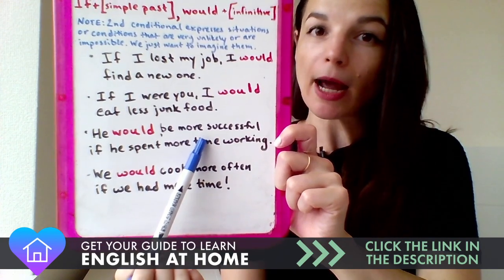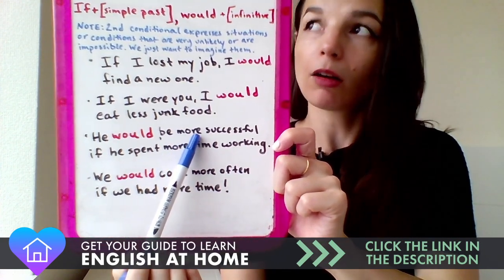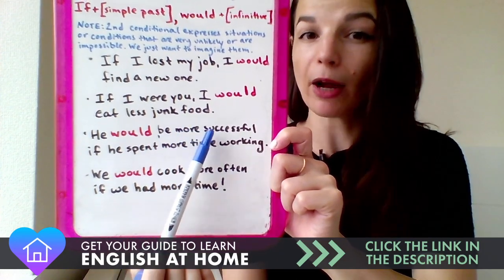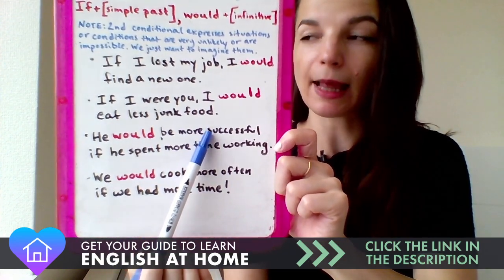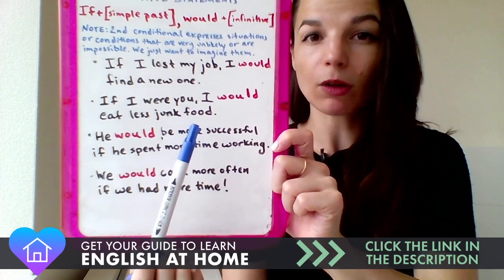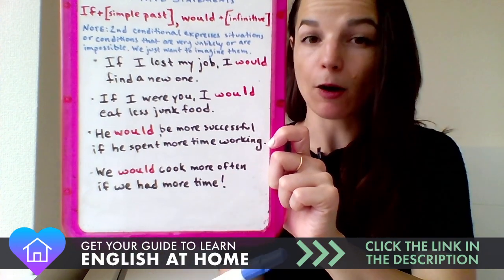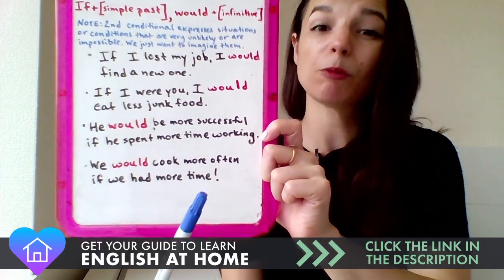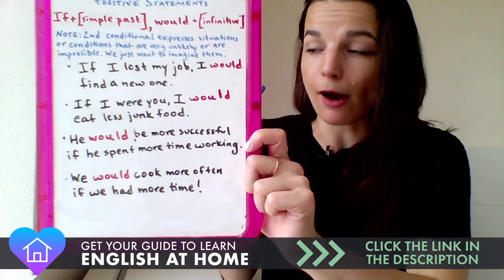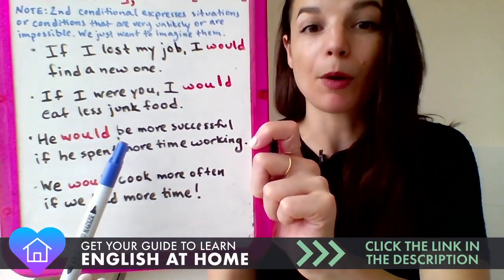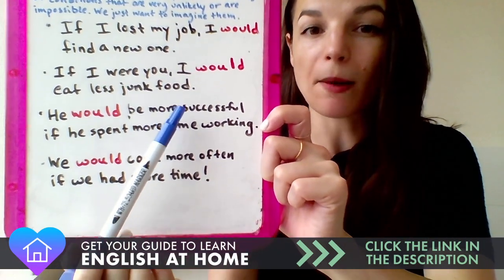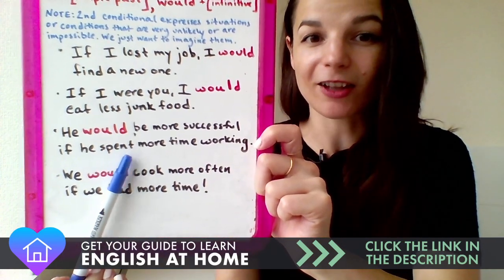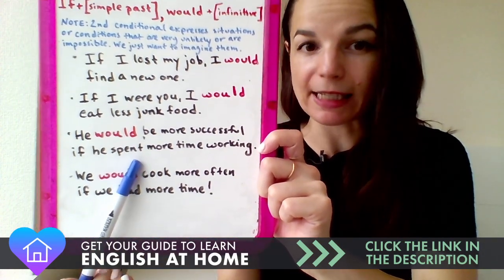This is another pattern you see commonly in these types of sentences. This comparative, more successful. What does that mean? More successful than he is now. But we drop the full comparative. He would be more successful than he is now, is what it means. But we just say he would be more successful. Then we have this if clause. If he spent.